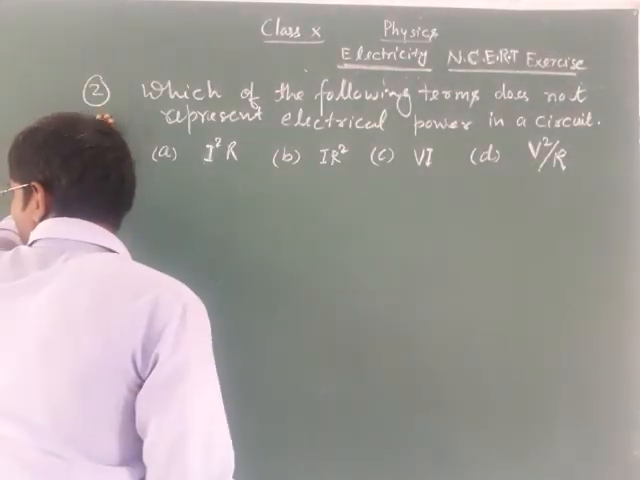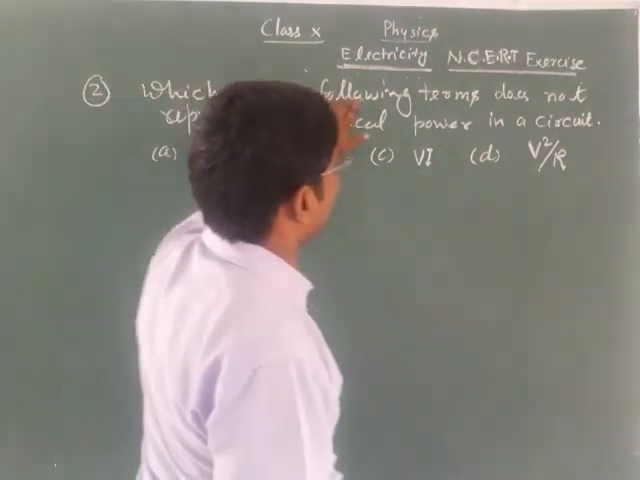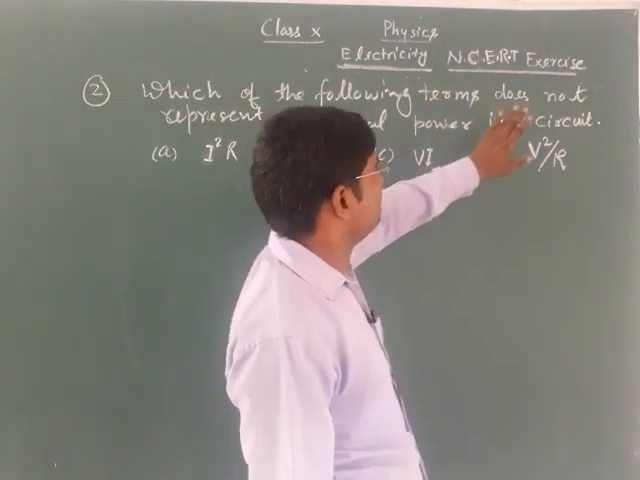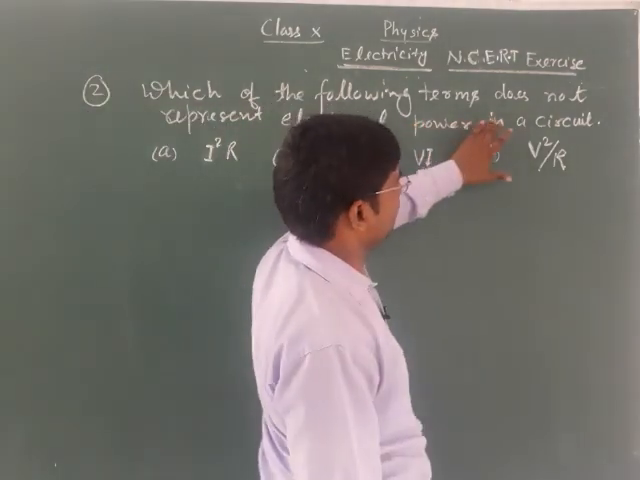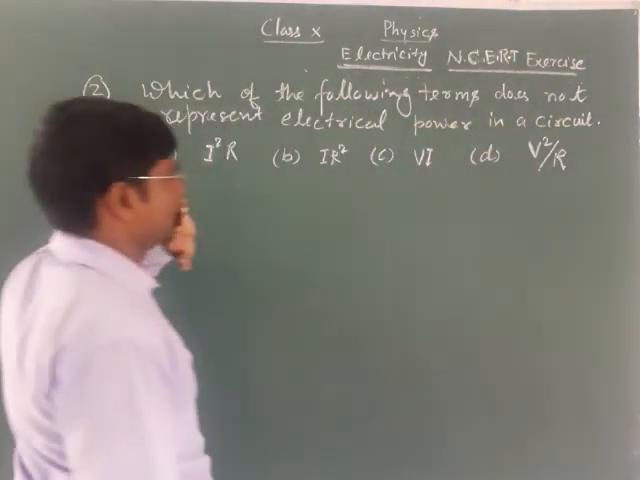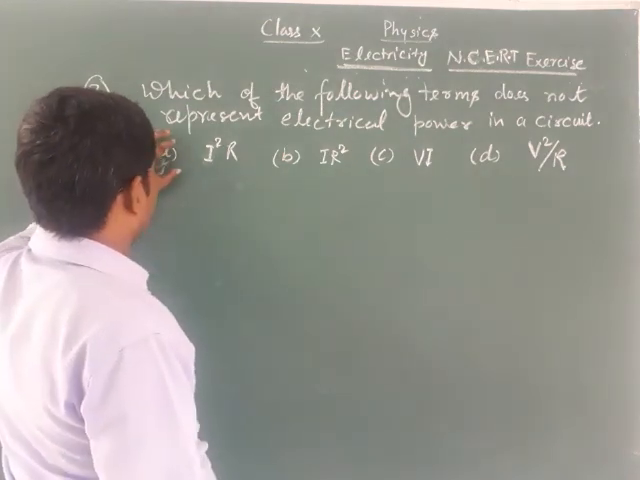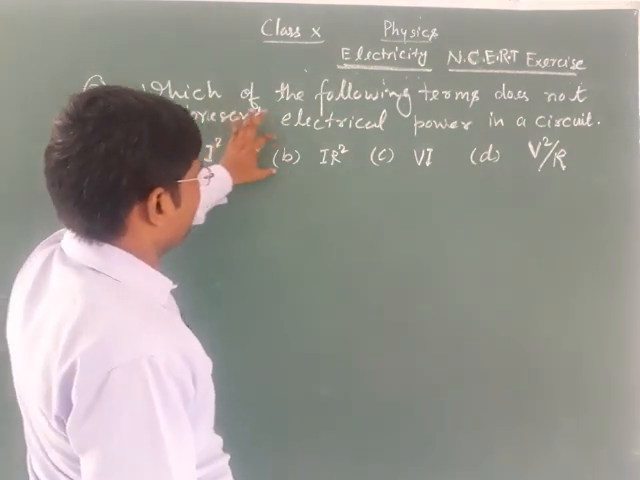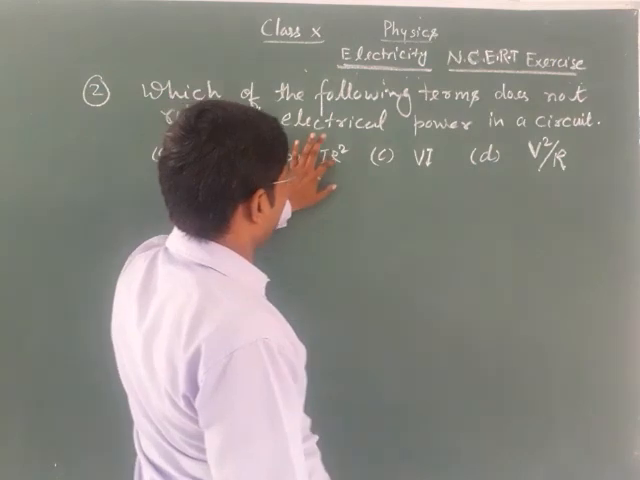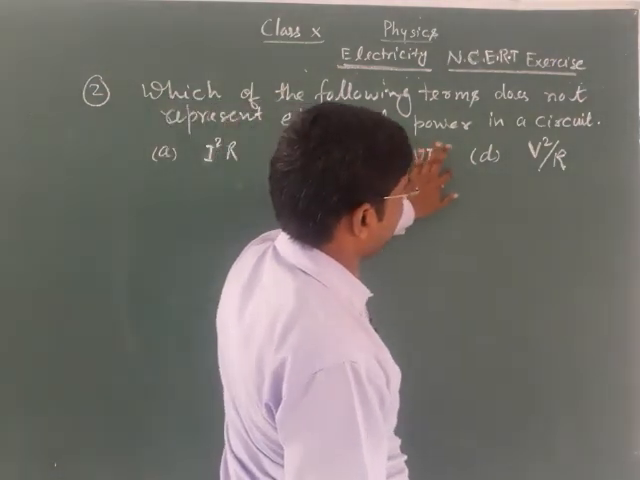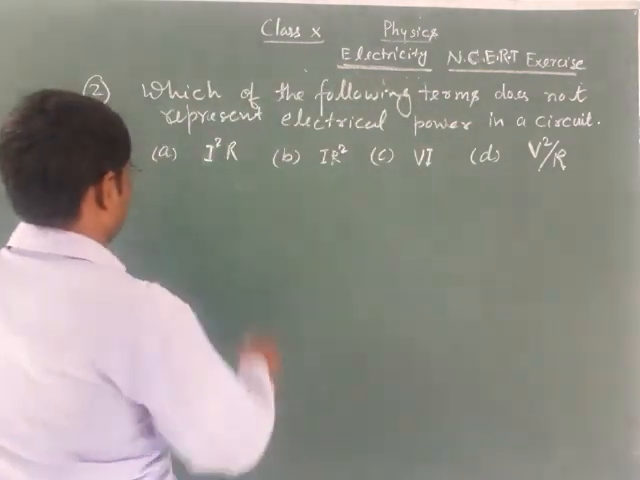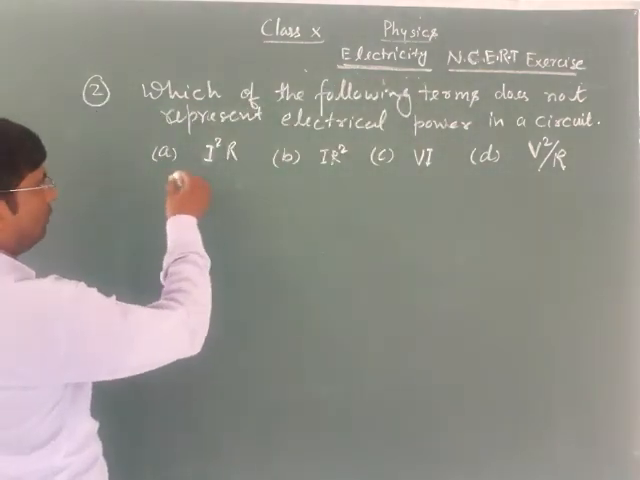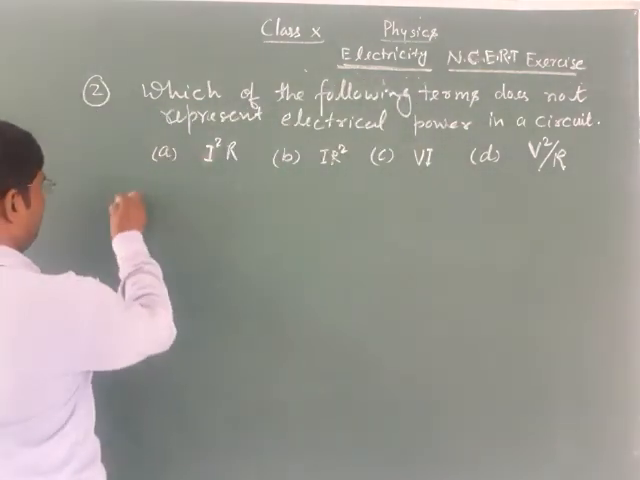Question number 2: Which of the following terms does not represent electrical power in a circuit? A, I square R; B, I R square; C, V I; D, V square by R. Now the solution of this question.